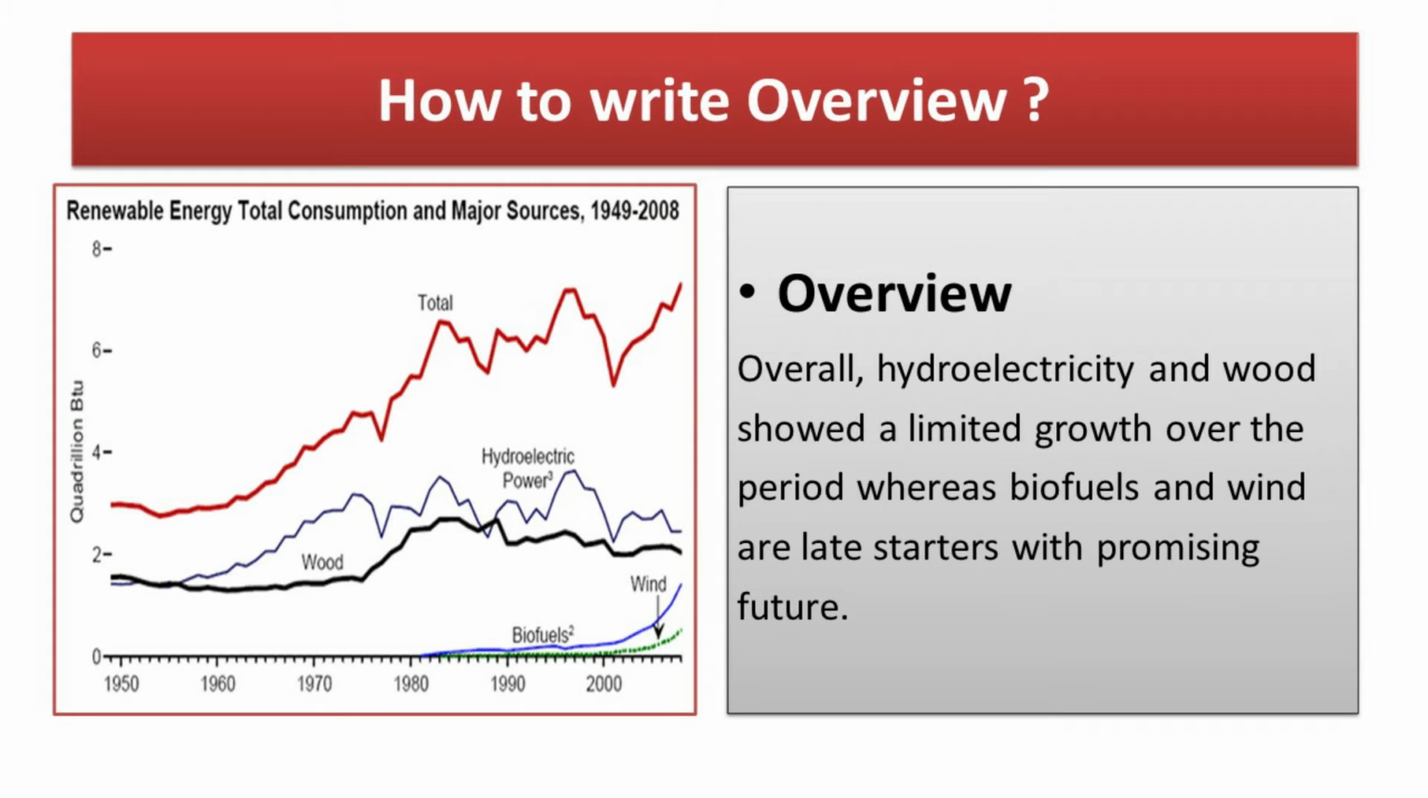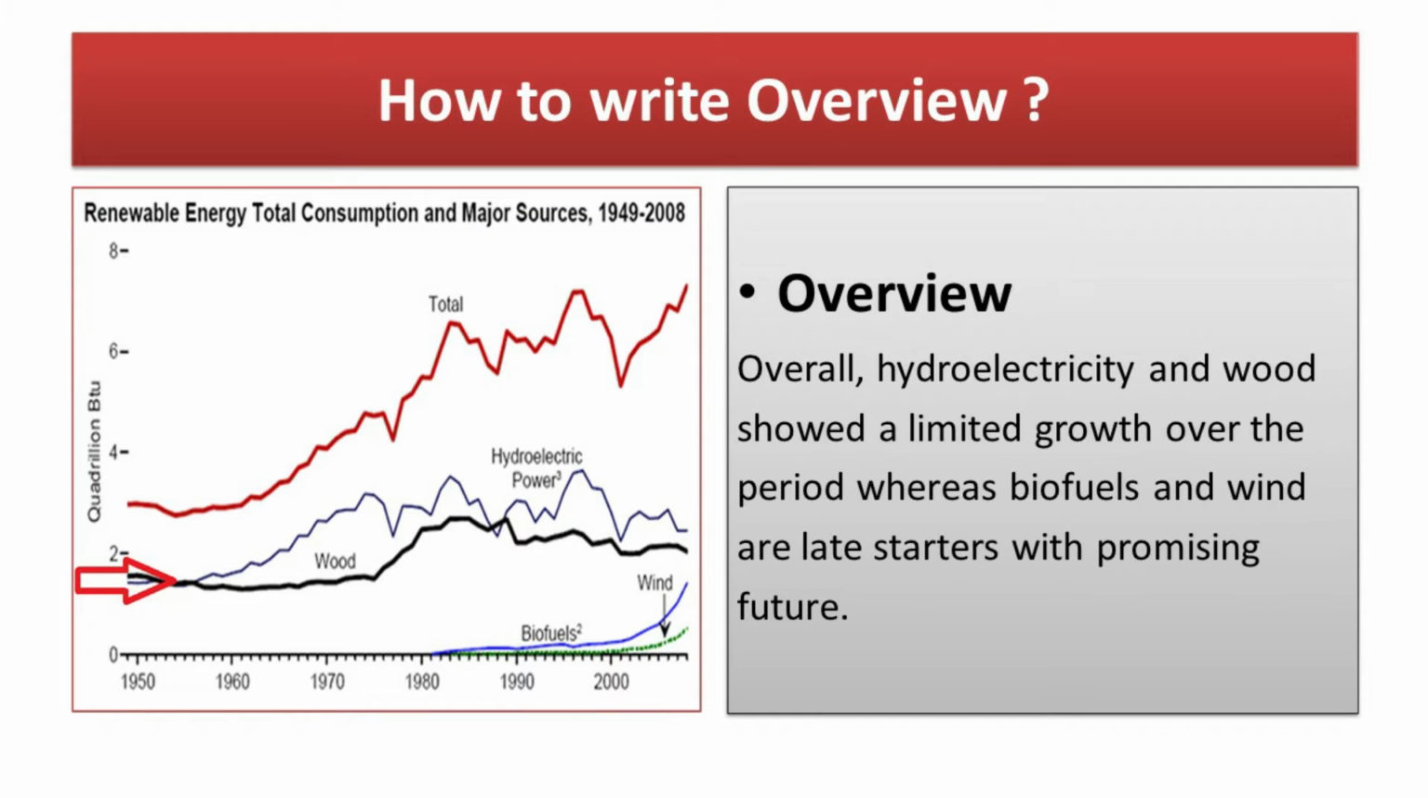For example, in this diagram you can easily see that wood and hydroelectric power started in 1950 but their overall growth is very limited because they start at 1.8 quadrillion BTU and at the end their value is almost 2.2 quadrillion BTU. So the overall growth is very limited. We can mention it but we don't need to quote the figures. Similarly, we talk about biofuels and wind.